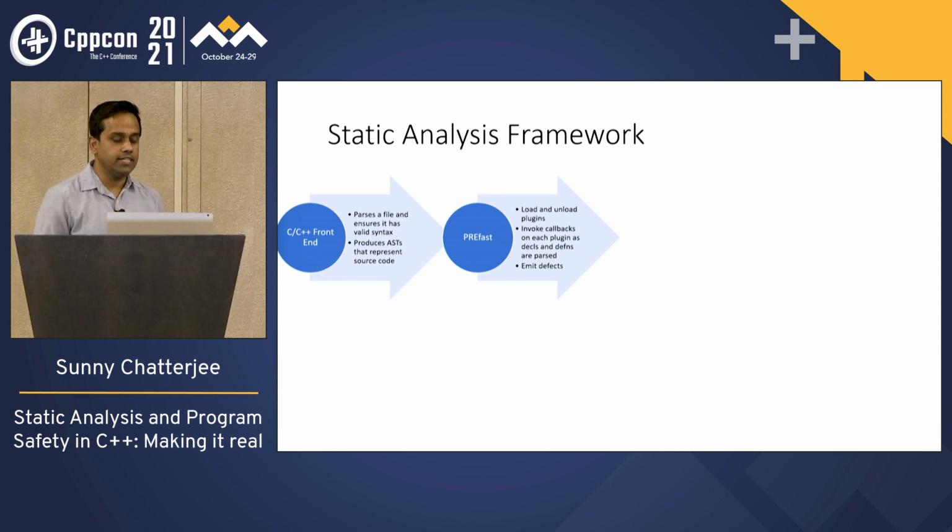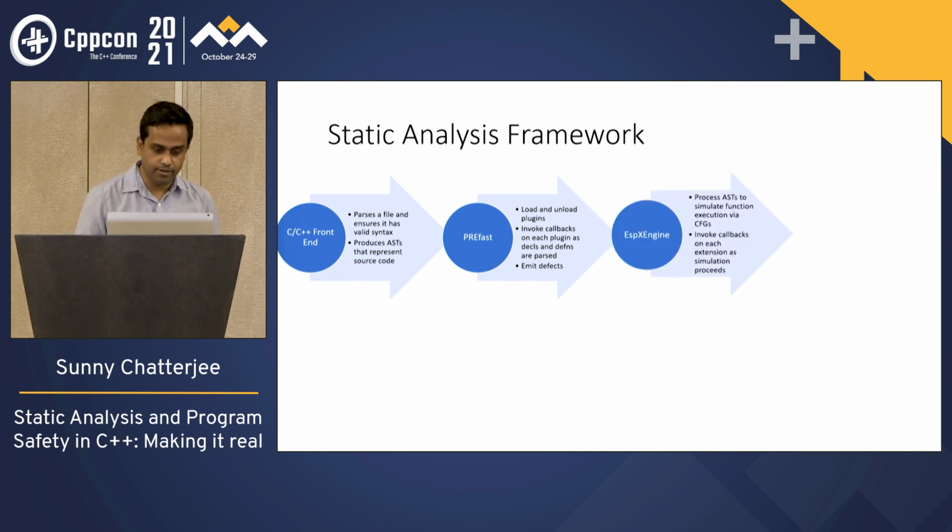Prefast also has its own internal set of checks, so it can also find issues for you, which are mostly syntactic, with some checks written on simple flow analysis. On top of Prefast, we have Usbx Engine. What Usbx Engine does is it transforms the trees to simulate function execution. So it represents your program as control flow graphs. And this is the part that does a lot of heavy lifting when it comes to doing data flow analysis or path-sensitive analysis. It has a number of extensions that can get called back by the engine once it has constructed the CFGs. And these extensions can track their own properties as Usbx Engine is walking different paths.